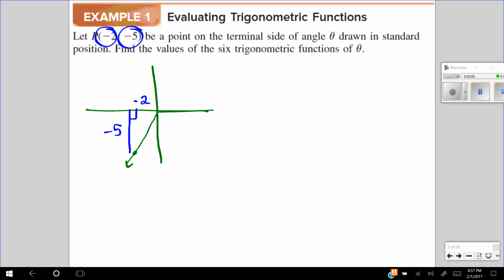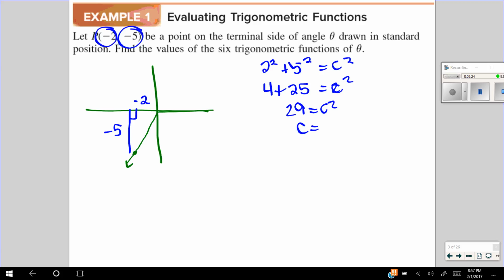So what we need to first do is find the hypotenuse using the Pythagorean theorem. So 2 squared plus 5 squared equals c squared. 4 plus 25 is c squared. So 29 is c squared, making c the square root of 29. Okay, so I'm going to label that on my triangle.